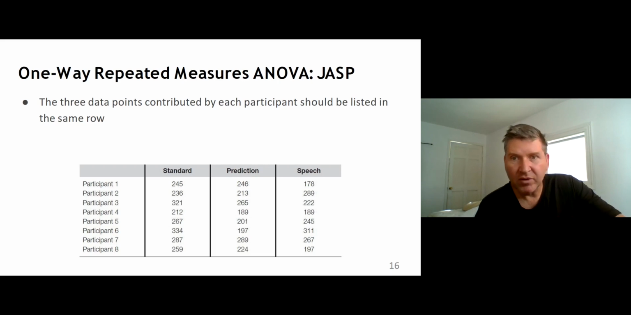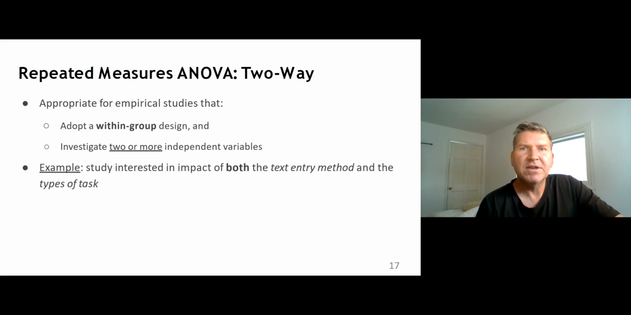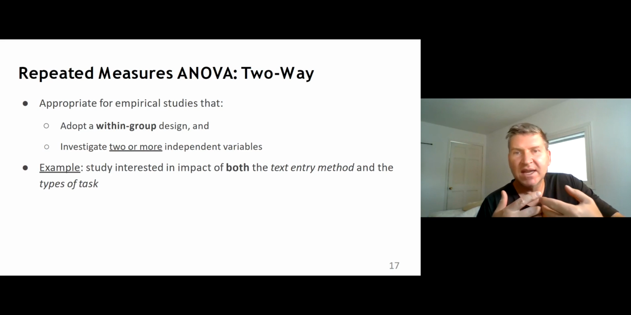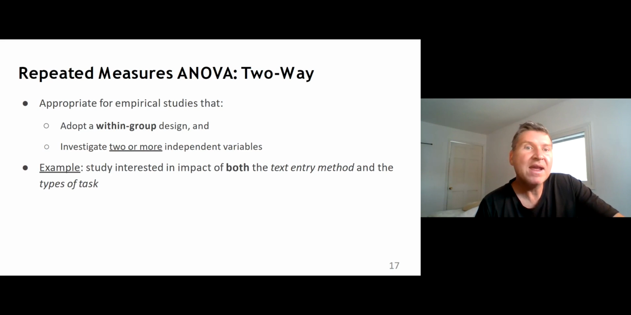But remember, this is a within groups design. So each participant is going to take and get a time for each of those 3 different methods. So the 2nd, 3rd, and 4th columns indicate the scores in terms of time, which is our dependent variable, for each of those different entry methods. So the 2-way repeated measures ANOVA is good for a within group design that investigates 2 or more independent variables. This goes back to investigating the impact of both the text entry method and the type of task.